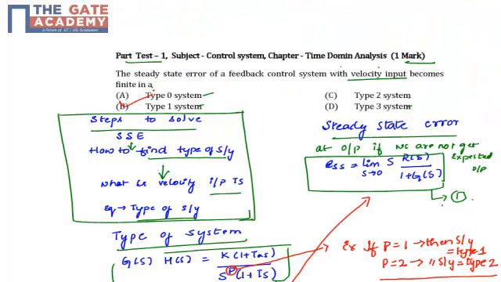So in this question we have understood what steady state error is and how to find out the type of the system, and from the type of the system we can find out the characteristics of the system.